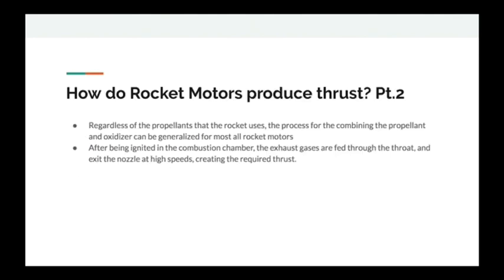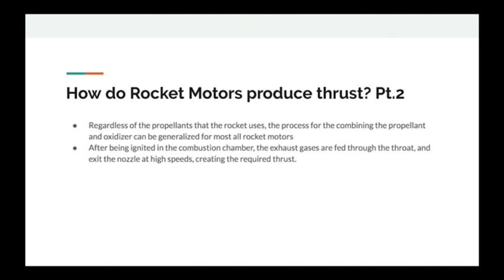So how do rocket motors produce thrust? Part 2. Well, regardless of the propellants that the rocket uses, the process for combining the propellant and oxidizer can be relatively generalized for most all rocket motors. There are a lot of discrepancies, however, it would take a very large presentation to get into all of them. First, high-pressured propellant and oxidizer are released from the tanks and enter the turbopump assembly, which feeds the propellant and oxidizer into the combustion chamber.